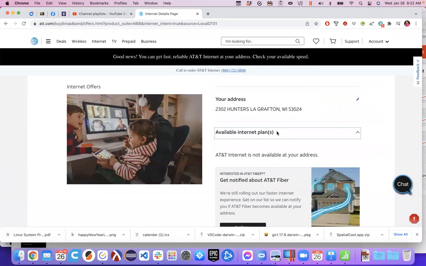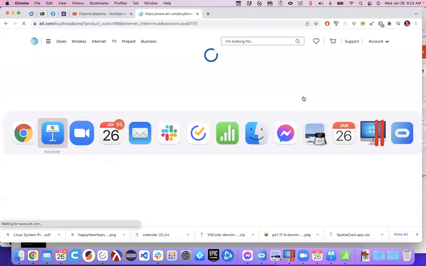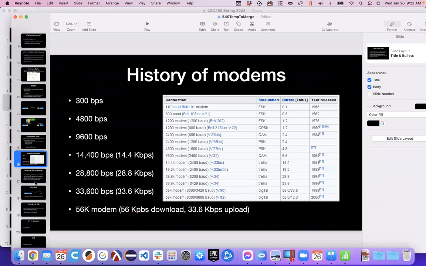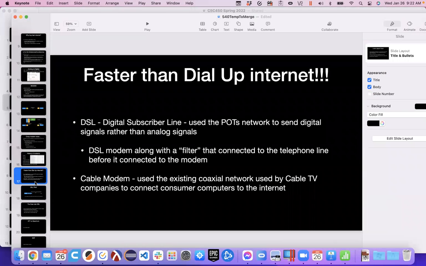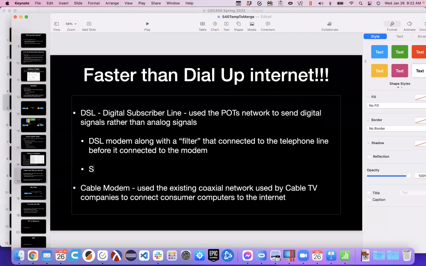So that's pretty bad, right? And that has to do with how the technology works. Slower than cable modem.